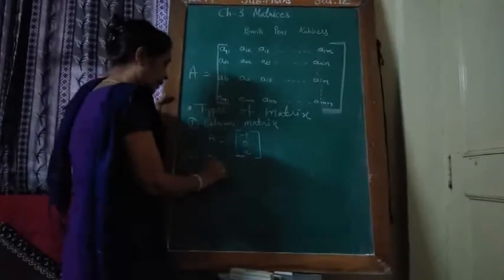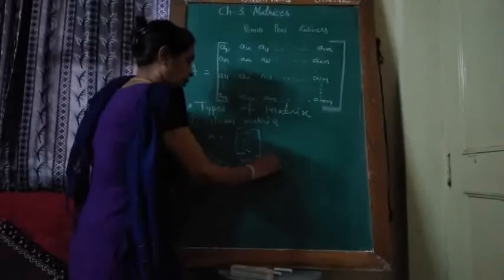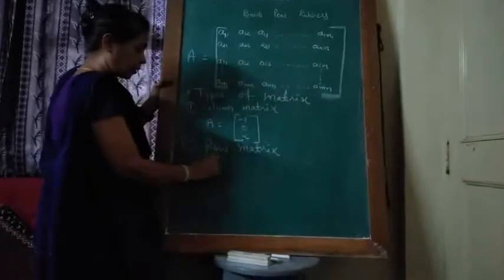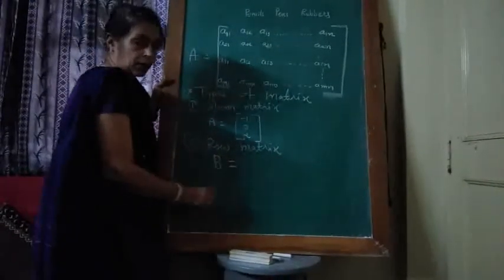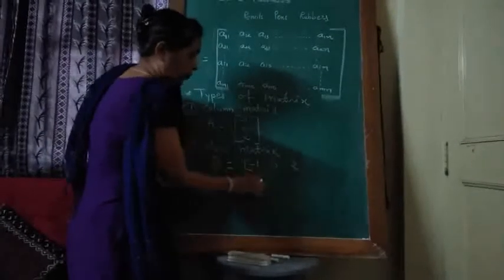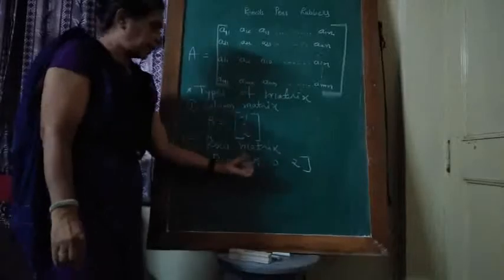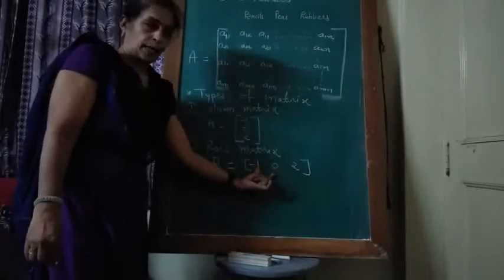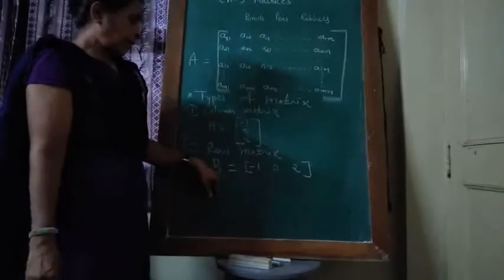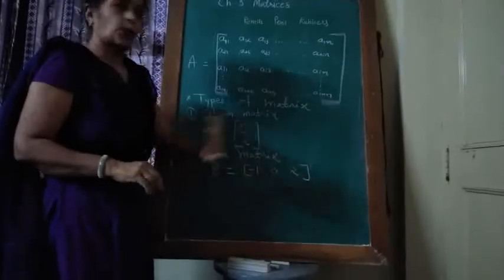Second, row matrix. Say I give the name of this matrix as B. B equals minus 1, 0, 2. Don't put a comma sign, okay? Make some space between two adjacent elements. So this matrix is called a row matrix because it has only one row.